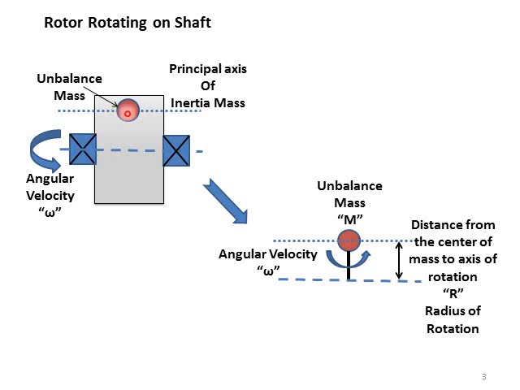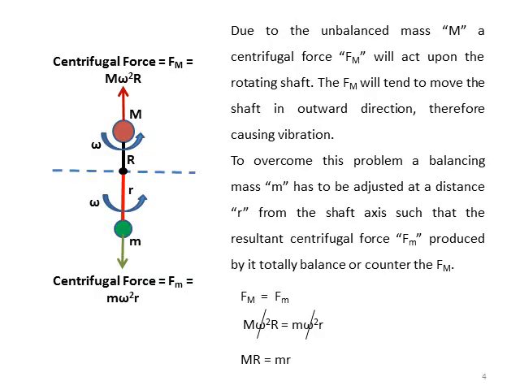If there is an unbalanced mass M placed on the rotor and the rotor is rotating around the axis of rotation with angular velocity omega, and this unbalanced mass M has some radial distance from the axis of rotation, represented by R, then due to the unbalanced mass, a centrifugal force will act upon the rotating shaft and tend to move the shaft in the outward direction, therefore causing vibration.